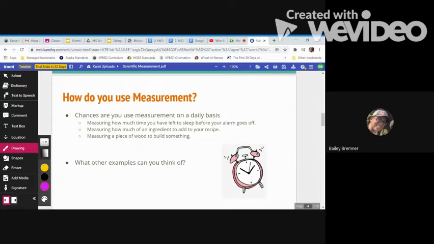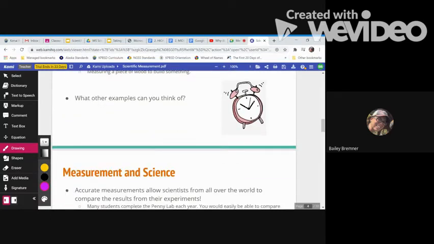You might also measure how much of an ingredient you need to add to whatever recipe you're using for cooking. If you're using measuring cups, that's a way of measuring. Or maybe you measure a piece of wood to build something. There's all sorts of things you can measure. So I encourage you to think of some ways that you can measure things because you're going to have a chance to do that for tomorrow's work.